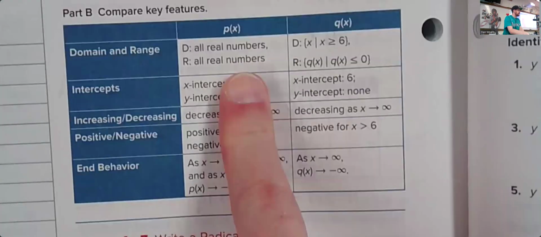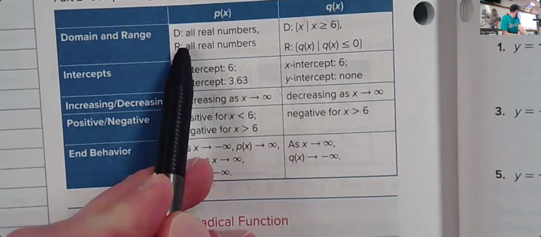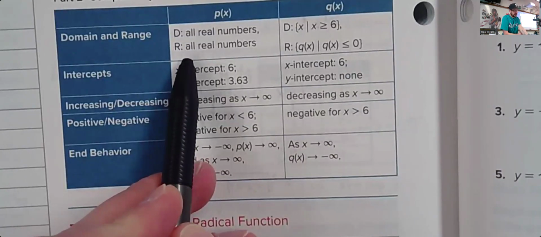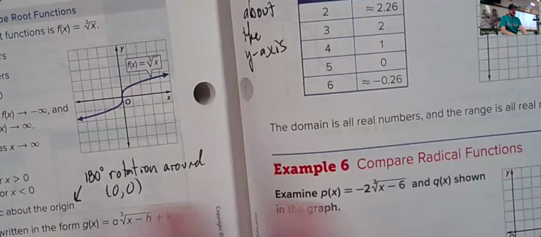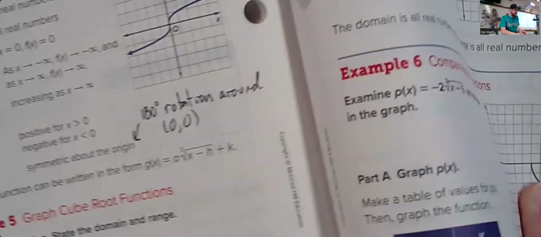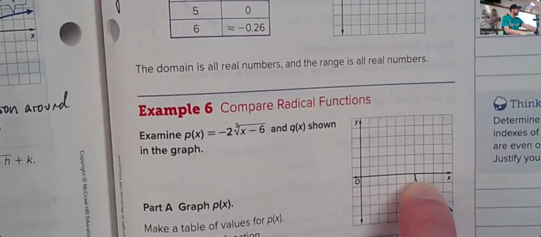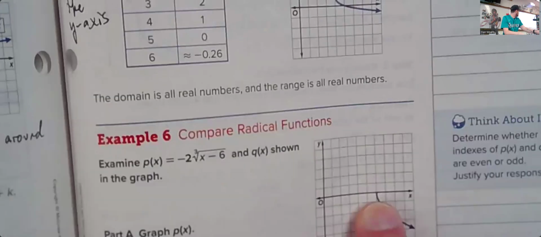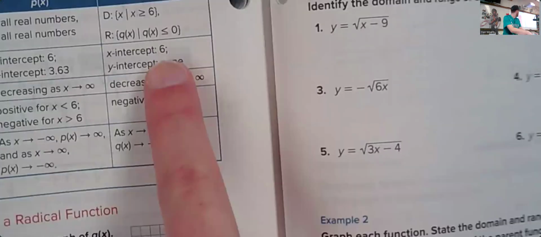Comparison of key features here. The domain of the cube root function is all real numbers. The range is all real numbers. This is going to be kind of annoying because we're going to have to switch back and forth. The domain of q of x, if you take a look here, all the values for q of x are either 6 or greater than 6. So x is greater than or equal to 6. Right there. The range starts at 0 and goes down. So the y values are less than or equal to 0. That's right there.